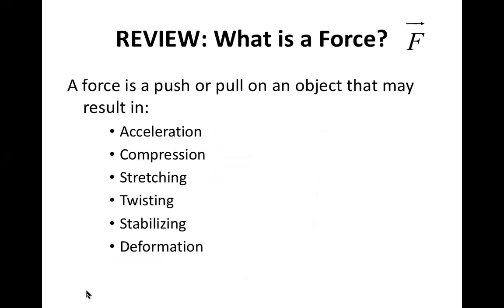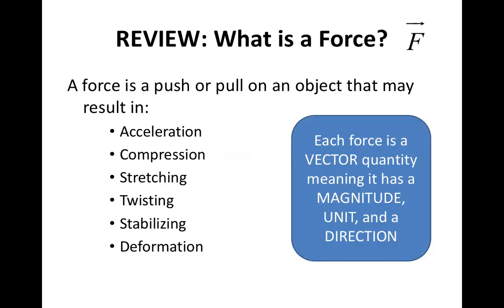We know that force is a push or a pull on an object. They may result in acceleration. A force is a vector quantity that has magnitude and direction. And that's why when we write the letter for force, capital F has a vector arrow on top of it.